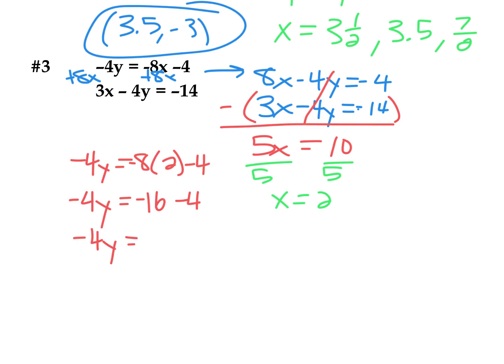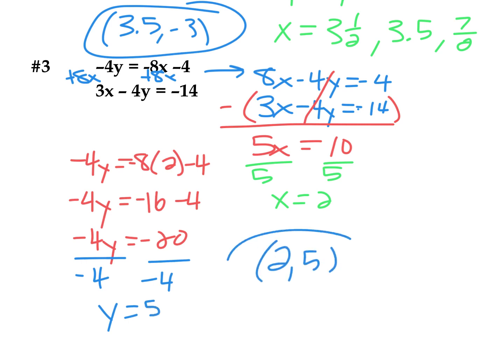Negative 4y equals negative 20. And now I divide by negative 4, and get y equals 5. So my final answer would be (2, 5). And remember, I can check that by plugging in 2 for x and 5 for y. Make sure you check it in both of the equations and make sure it's a solution for the entire system.